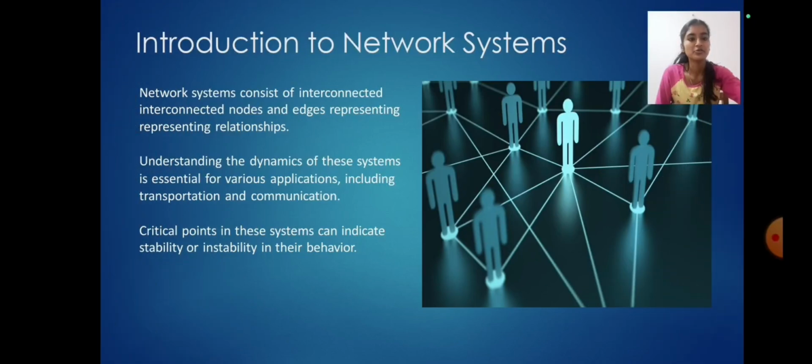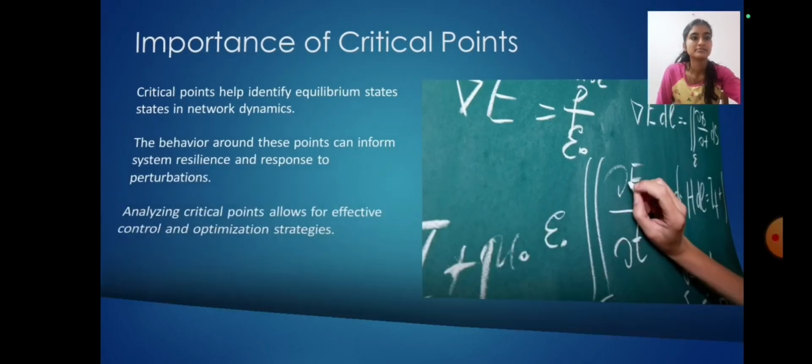First of all, what do you mean by network system? Network system consists of interconnected nodes and edges representing relationships. That is a collection of objects called vertices or nodes that are connected by lines or edges. Understanding the dynamics of this system is essential for various applications including transportation and communication. Critical points in these systems are indicating stability or instability in their behavior.